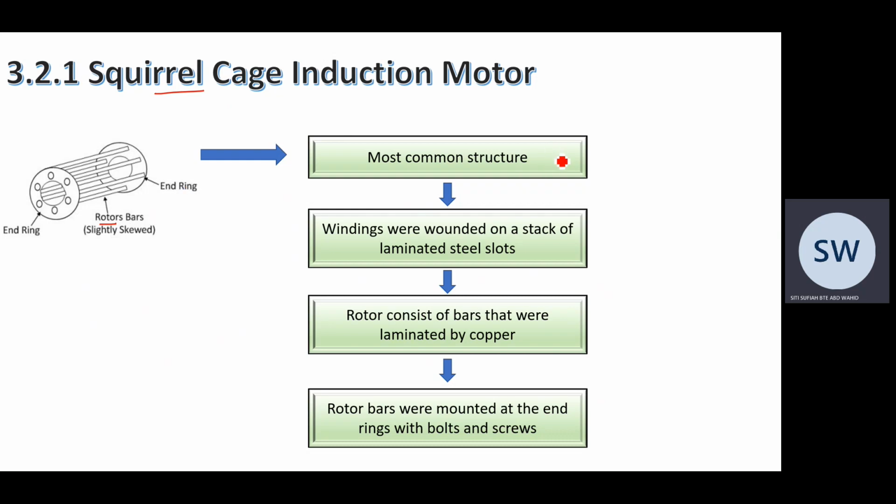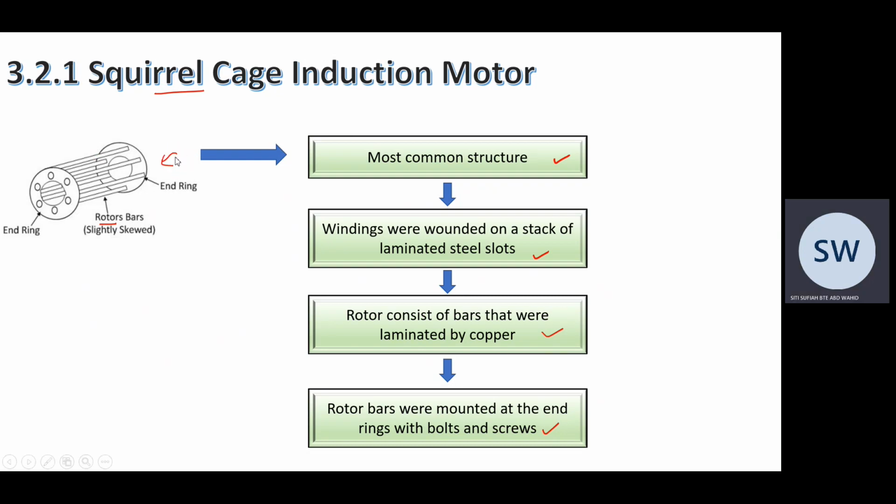Okay, this is the more common structure, whereby the windings are wound on a stack of laminated steel slots. The rotor consists of bars that were laminated by copper, and then rotor bars were mounted at the end rings with bolt and screws. The description can be seen from the figure here.